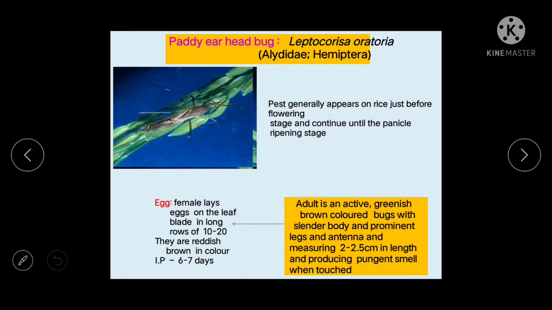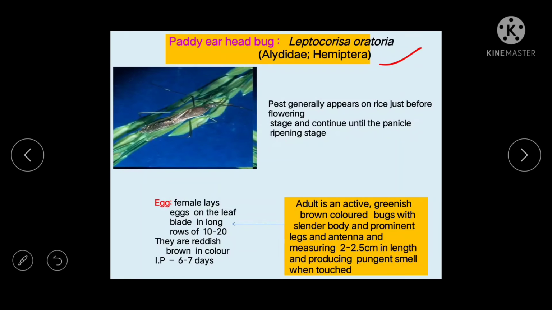Then we will see the paddy earhead bug. This is Leptocorisa oratoria, or Leptocorisa acuta also you can say. This paddy earhead bug belongs to the family Alydidae and the order is Hemiptera. This is also a sucking pest, but as the name indicates, earhead, they will attack the ear region or the grain.